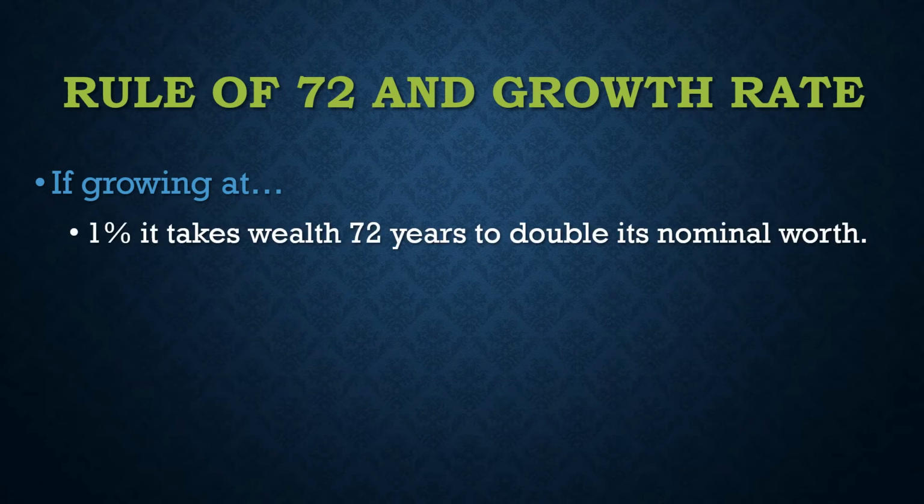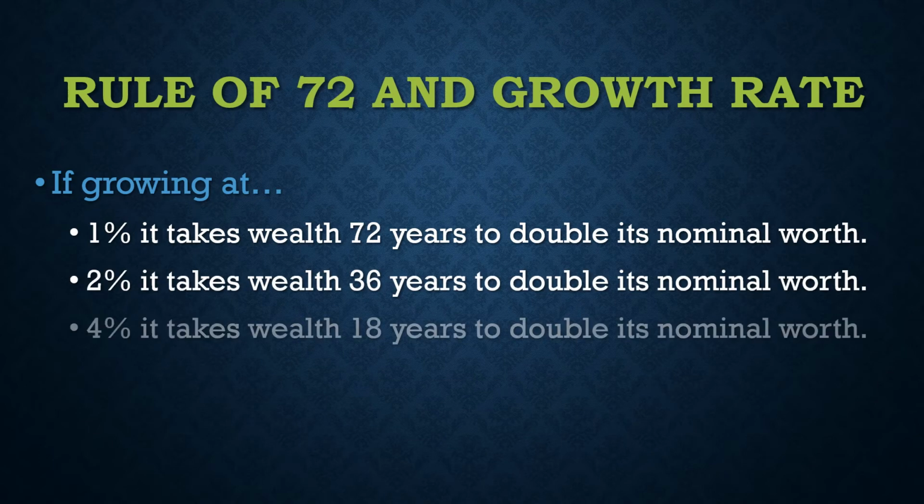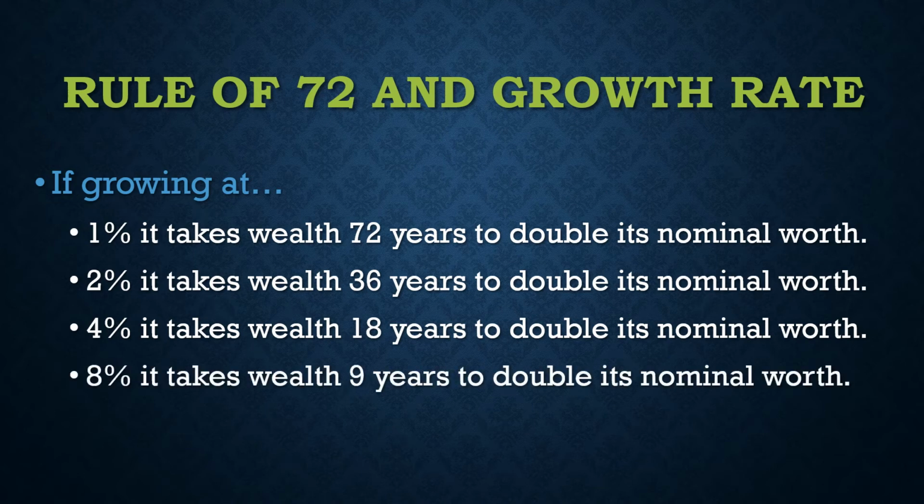If we were growing at 1%, wealth takes about 72 years to double. 2%, we just said, was 36 years. 4% takes about 18 years. 8% takes about 9 years to double. 72 divided by 8 gives us 9.